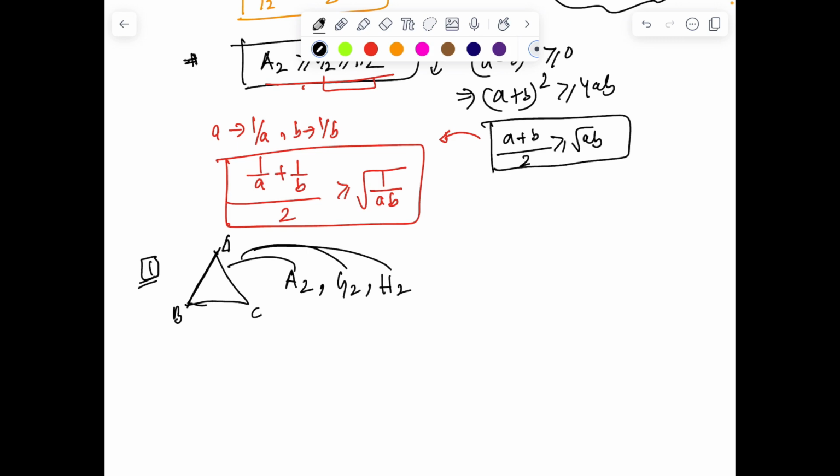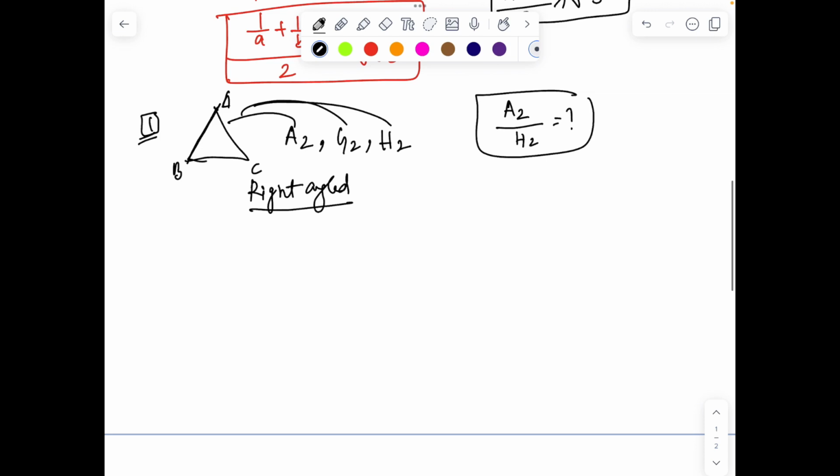then we have to find the conditions on the ratio of arithmetic to harmonic mean. So we need the A2 by H2 value, if it is known that the triangle is a right angle triangle. So let's see how to solve this.